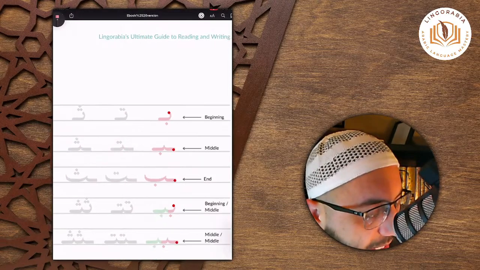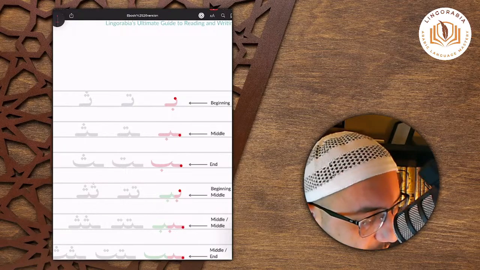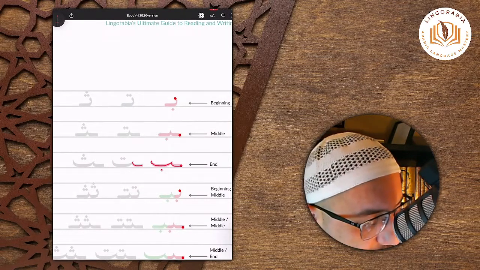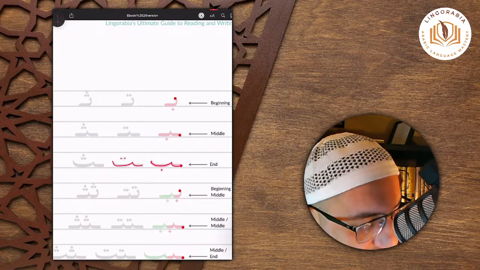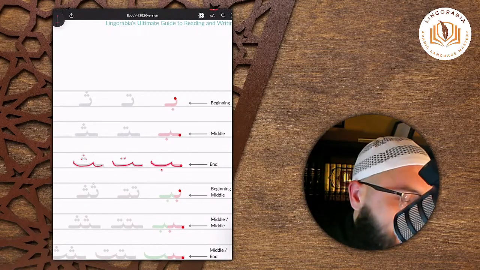Now we got another exercise. We got the ba in the beginning and in the middle. 2 bas. And then 2 tas in the beginning and in the middle. Then in the beginning and in the middle, 2 times the letter tha. The same letters.